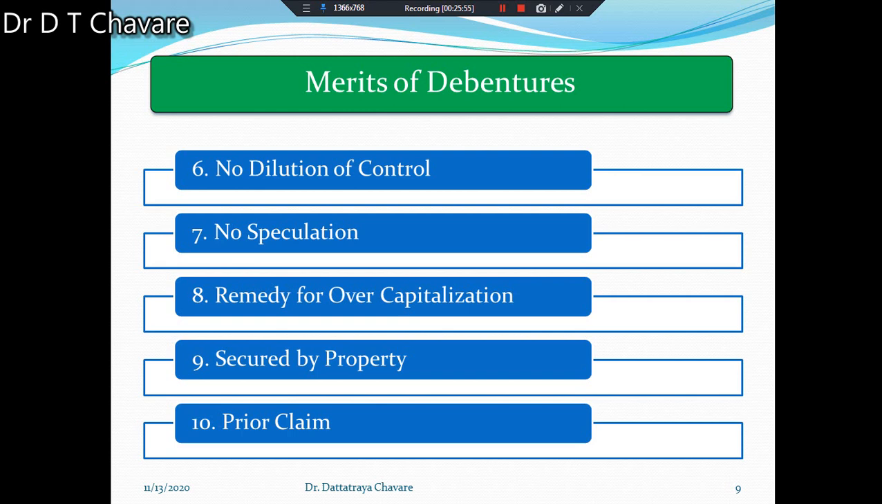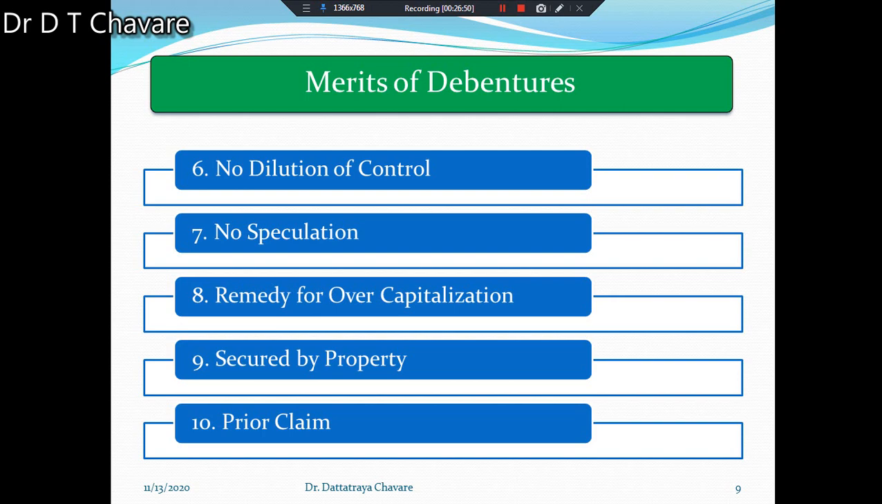And the last merit I have mentioned there is prior claim. The debenture holders have prior claim as far as return on investment and the repayment of principal amount are concerned. Such a prior claim is there at the time of repayment and at the time of payment. Debenture holders are entitled to receive income and capital back before the shareholders. This is also a merit of the debenture holders. In this way, we have studied the merits of the debentures.